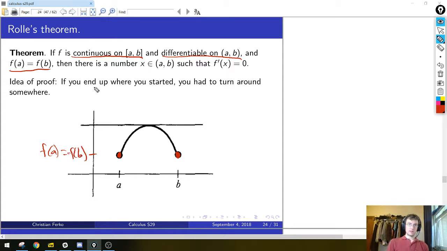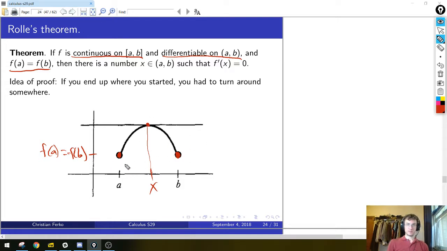If that's true, Rolle's theorem tells us the conclusion is that there must be a number x in the open interval from a to b with the property that f prime of x equals 0. There must be a place where the derivative is 0.